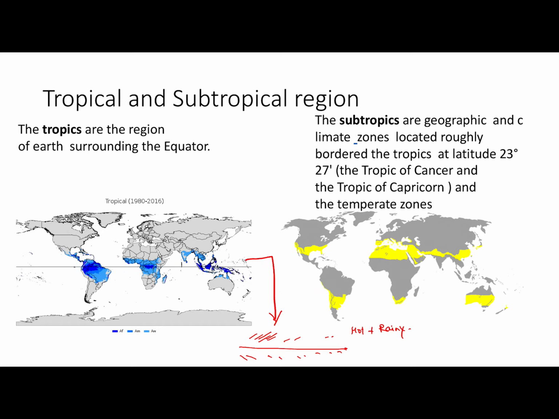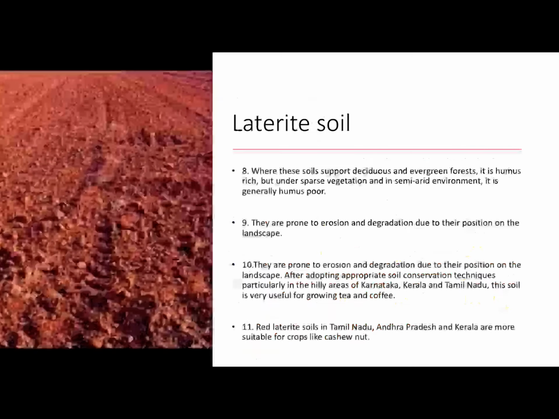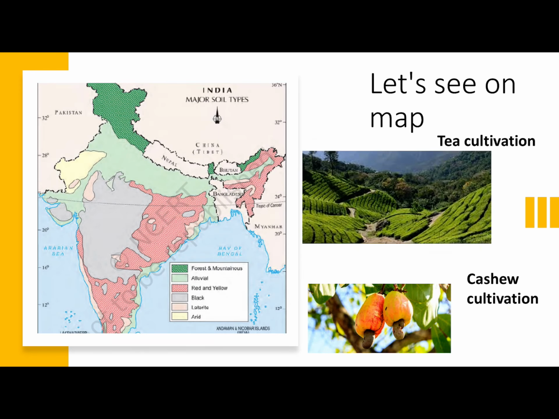Now what are subtropical regions? Subtropical regions are, if you know, the Tropic of Cancer and Tropic of Capricorn. So regions surrounding the Tropic of Cancer and Tropic of Capricorn are the subtropics. Laterite soil is found in this region. We'll see in India where they are found. This is the region of laterite soil.